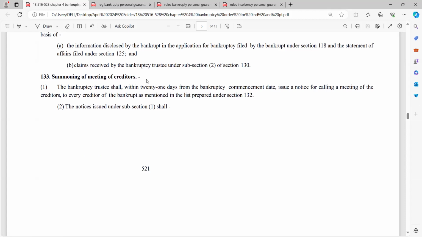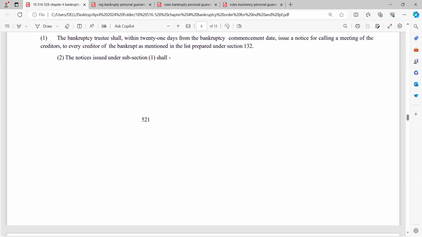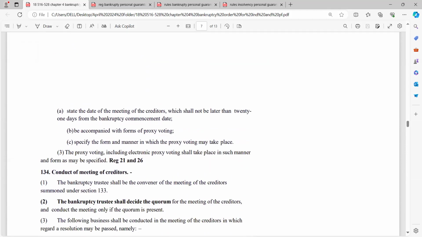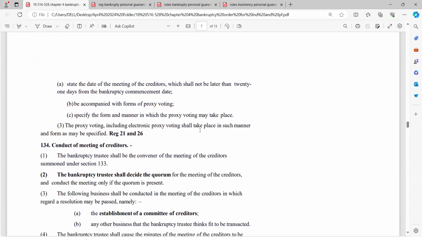अब यहाँ पर क्या बोल रहा है, the bankruptcy trustee shall within 21 days from the bankruptcy commencement date issue a notice for calling a meeting of the creditors to every creditor of the bankrupt as mentioned in the list. यहाँ कुछ नहीं दिया कि नेसेसिटी है या नहीं, आपको कॉल करनी है. The notice issued under subsection 1 shall state the date of the meeting, which shall not be later than 21 days from the bankruptcy commencement date. Be accompanied with forms for proxy voting. Specify the form and voting in which the proxy voting may take place. The proxy voting, including electronic proxy voting, shall take place in such manner and form as may be specified.